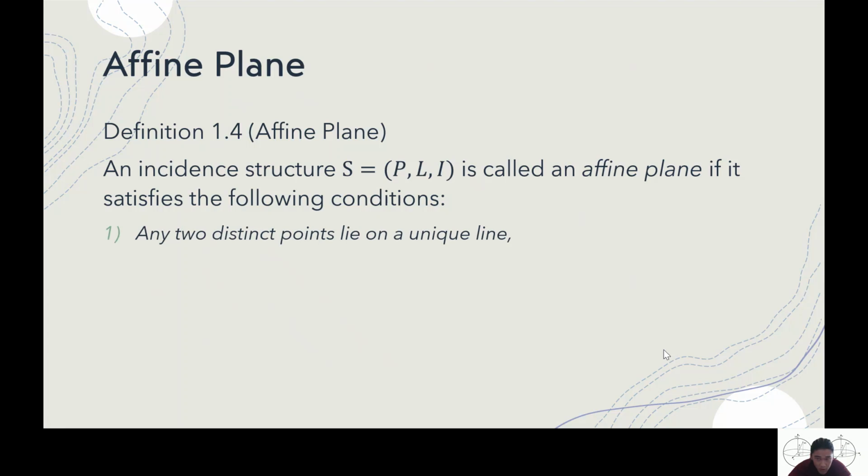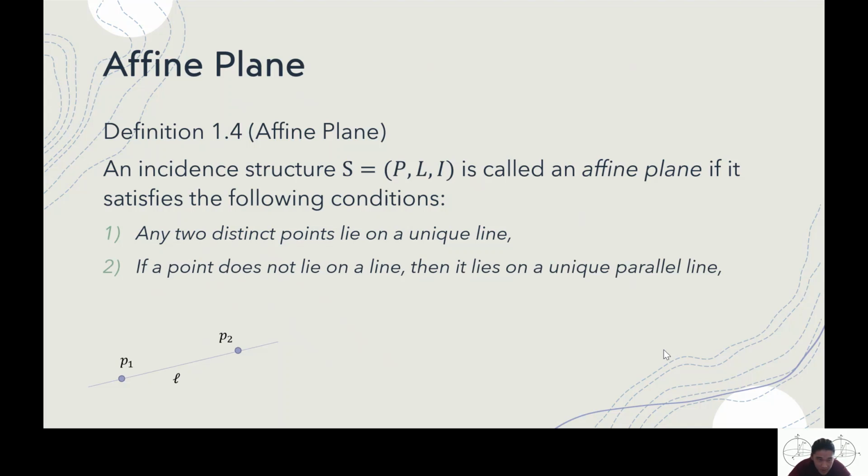For our first axiom, any two distinct points define a unique line. We can remember this as unique intersection: 2 points, unique line. For our second axiom, if a point does not lie on a line, then it must lie on a unique parallel line, shown there. And for our third axiom, there exist three non-collinear points.